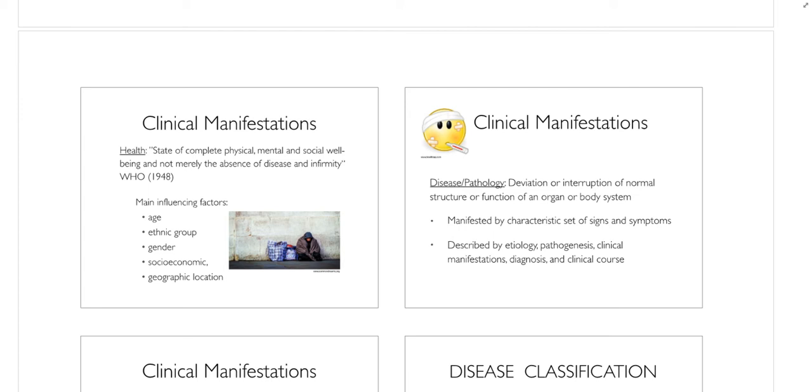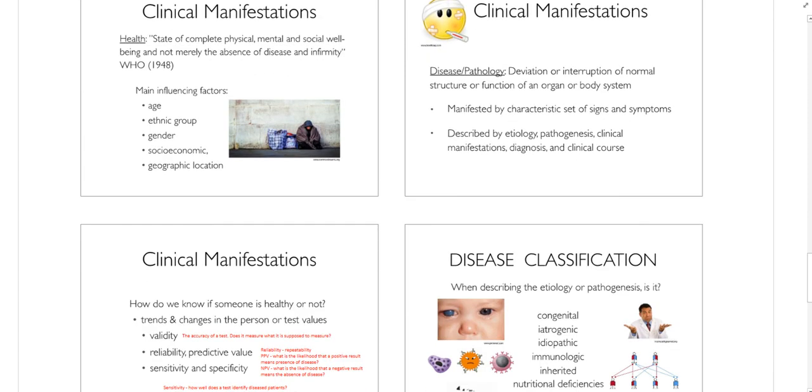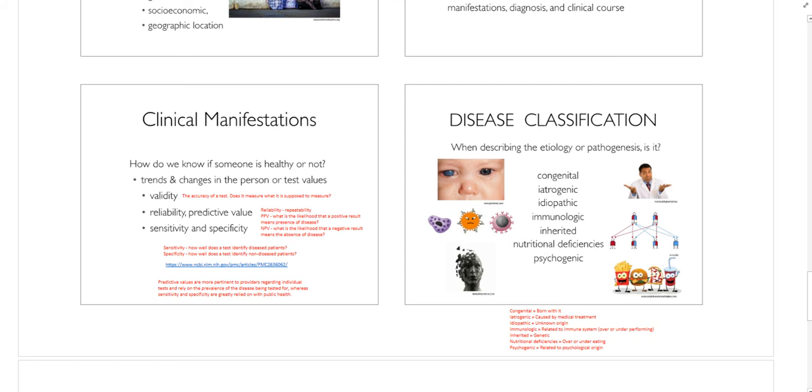A disease or a pathology is a deviation or interruption of normal structure or function. It could be manifested by signs and symptoms, and is described by the etiology, pathogenesis, clinical manifestations, symptoms, diagnosis, and the clinical course.